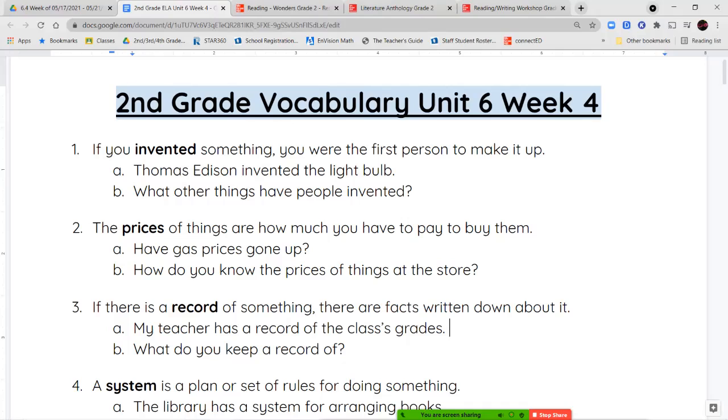Our first word is the word invented. If you invented something, that means you are the first person to make it up. So we know that Thomas Edison was one of the first people who invented the light bulb.